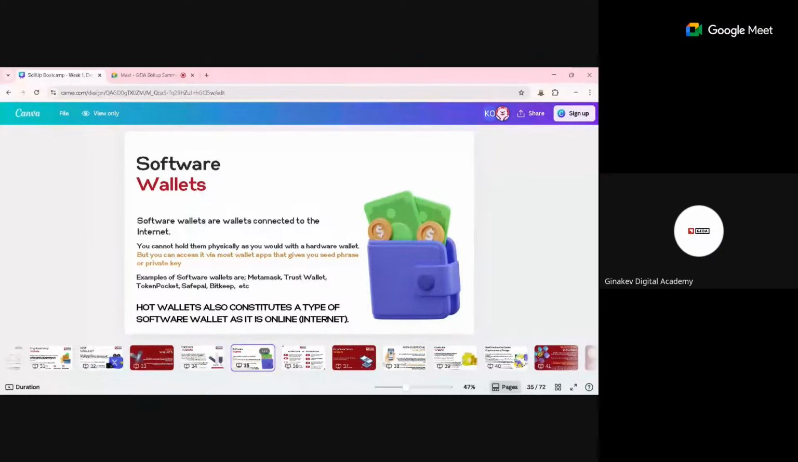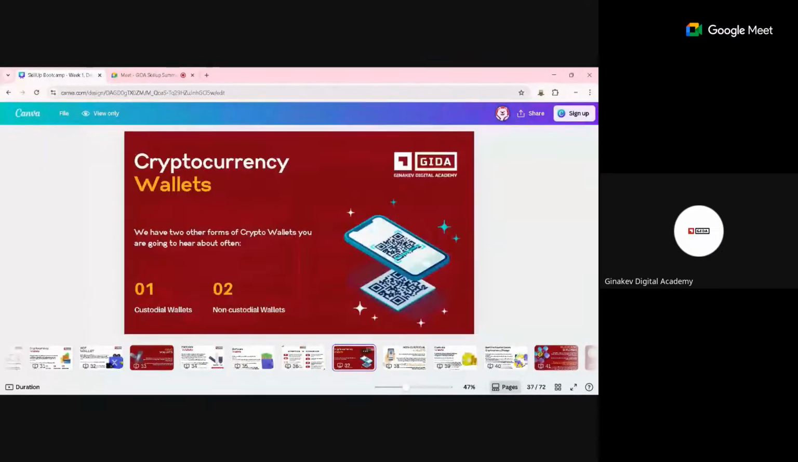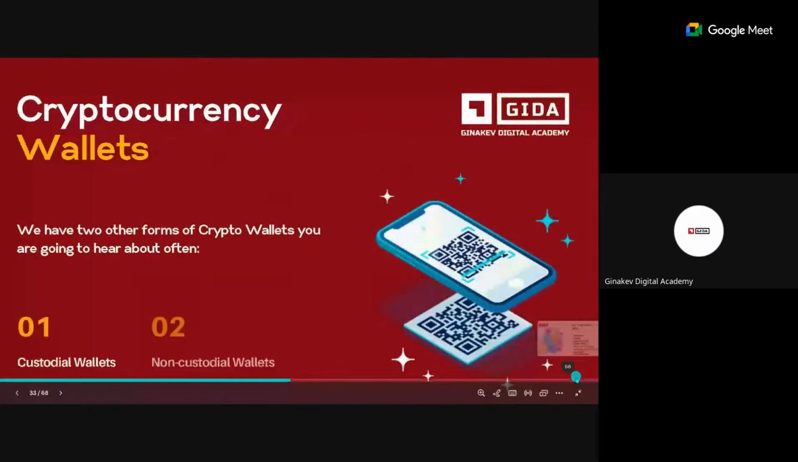Hardware wallets. Okay. So now the next thing we want to talk about is still on crypto wallets. We have two other forms of crypto wallets, and most times you hear about them often. We know them as custodial wallets and non-custodial wallets. Custodial wallets and what? Non-custodial wallets.